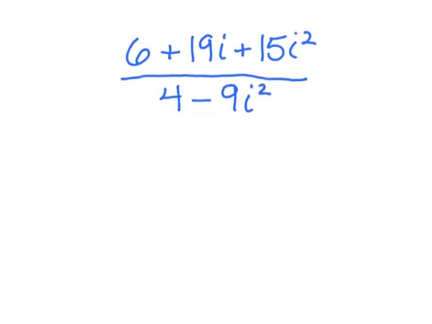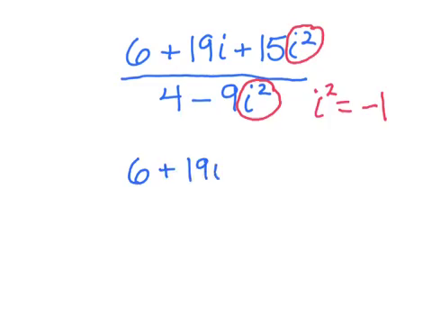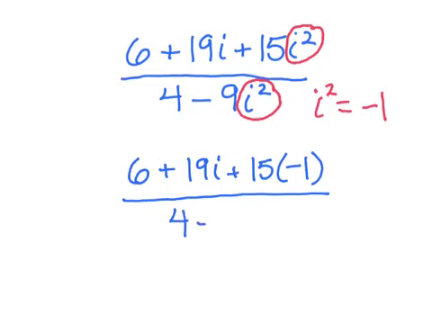So again, let me move up a little bit so we can get more room. For complex numbers, whatever operations that you're dealing with, you want to make sure that you never ever leave any i squareds in there. So looking at this, you notice that we have i squared right here, and we have another i squared right there. We want to simplify this by recognizing the fact that i squared is equal to -1. So where the i squared was, we want to go ahead and instead substitute in a -1. So we end up with 6 plus 19i plus 15 times, instead of i squared, -1. And this will be over 4 minus 9 times -1.